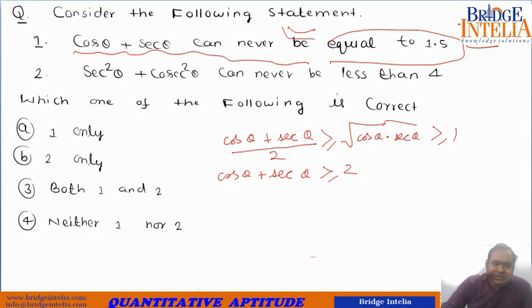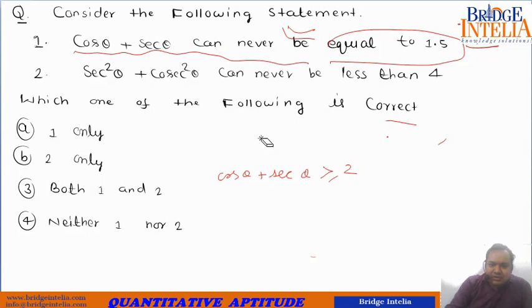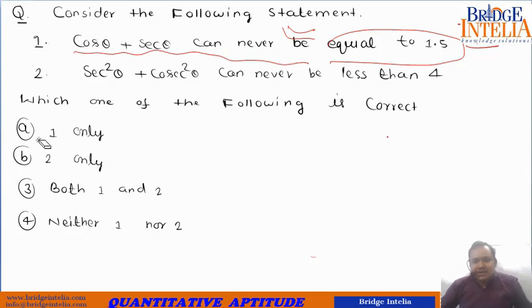So now let's check the veracity of the second statement. We have already verified that yes, the first statement is correct. So it's time to check the veracity of the second statement. So let's do that. Now the second statement, again the same concept, we'll have to apply the same arithmetic-geometric inequality.